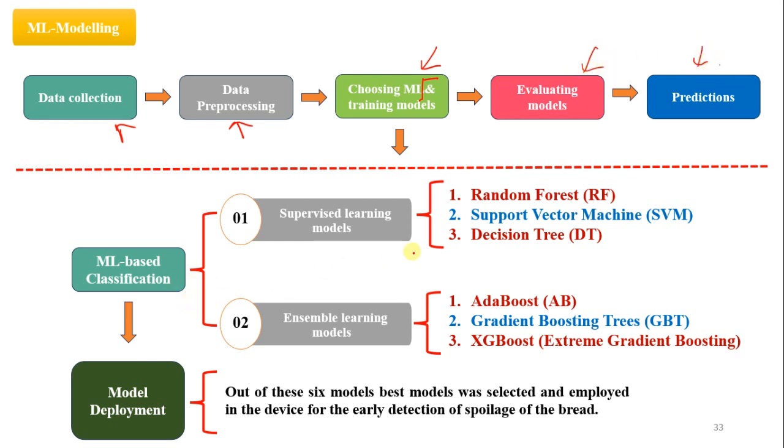ML-based classification can be of two types. Khalid sir is teaching you AI and ML, right? So over there you must be knowing by this time that the ML models can either be supervised learning models or ensemble learning models. We used both of them and selected three models from each. There are hundreds of models, but you have to put some restrictions somewhere. Out of these, we found the best model, which is suitable for our analysis and was deployed for early detection of the spoilage.